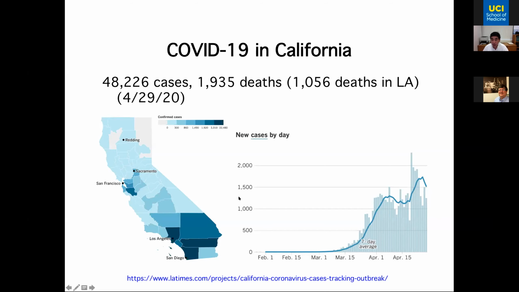The good news, as you can see from the graph on the right, is that the number of new cases seems to be peaking. It certainly hasn't come down, but although the number of cases reported every day changes, we haven't seen a major surge that we feared. So we have almost 50,000 cases in California and almost 2,000 deaths, of which half of those deaths are in LA.